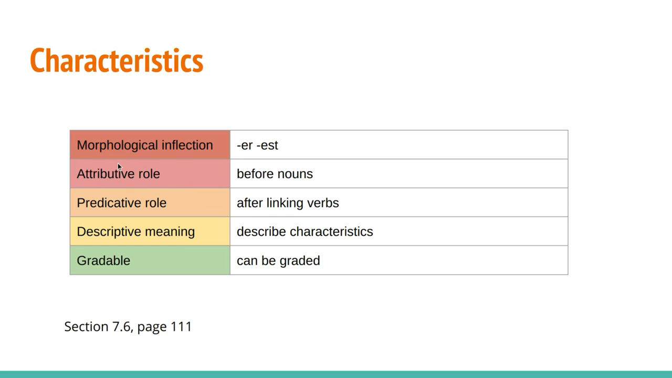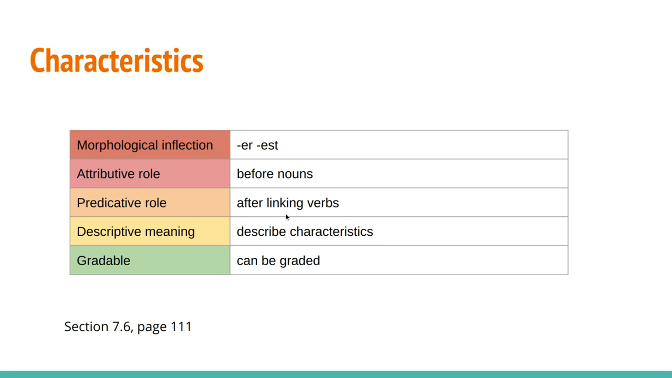Adjectives have an attributive role when they are just before nouns. So we say blue car, then blue is before a noun, which is car, and it's attributive in role. Yes, the role equates to function. Then predicative role would be whenever we have the adjective after a linking verb. We could say the car is blue.